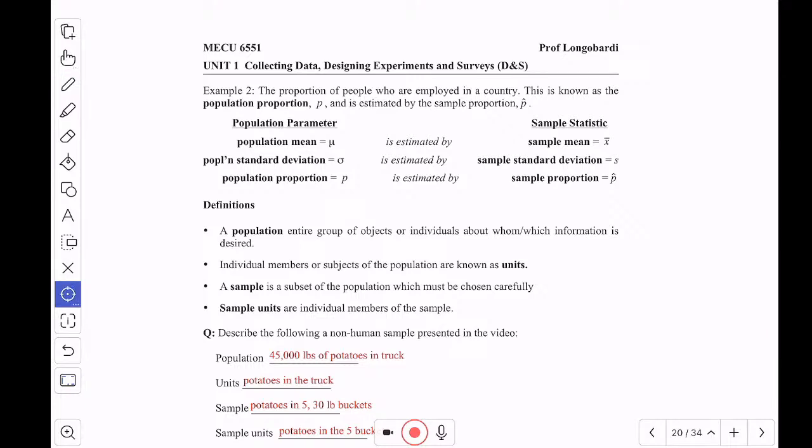So the proportion of people who are employed in a country, known as the population proportion, symbol P, is estimated by the sample proportion P hat.